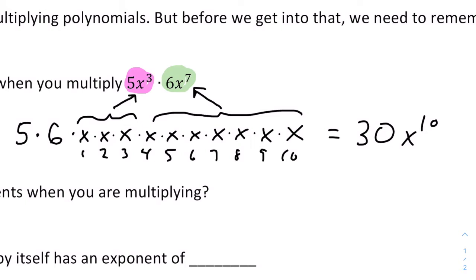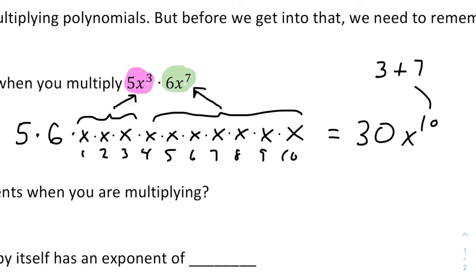So hopefully you can notice that the 10 is just 3 plus 7. So when we multiply anything with exponents, we just have to add the exponents together. So that's going to save you all the effort of having to write all of these letters out and then count them up. Okay, so I can just look at that and say x to the third, x to the seventh. Well, 3 plus 7 is 10, so it's x to the 10th.